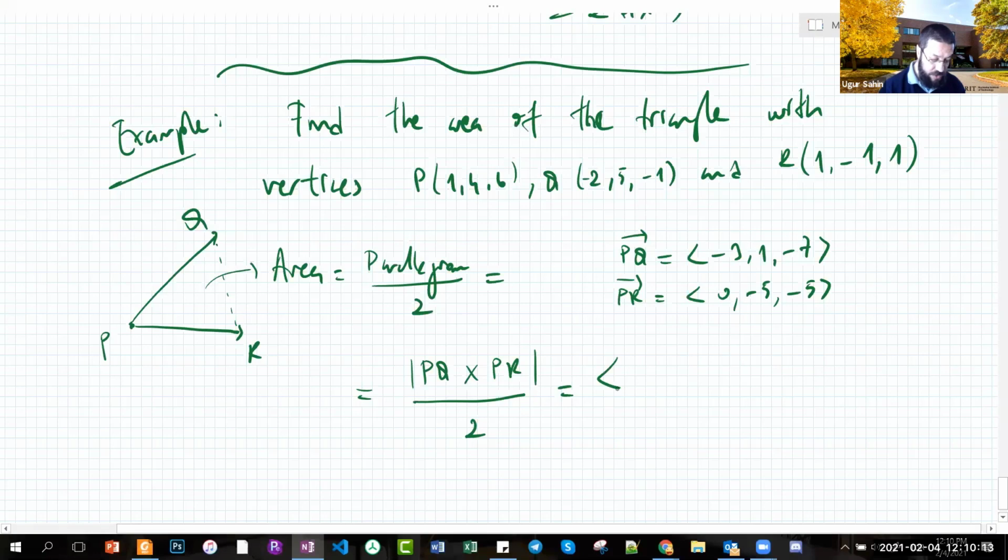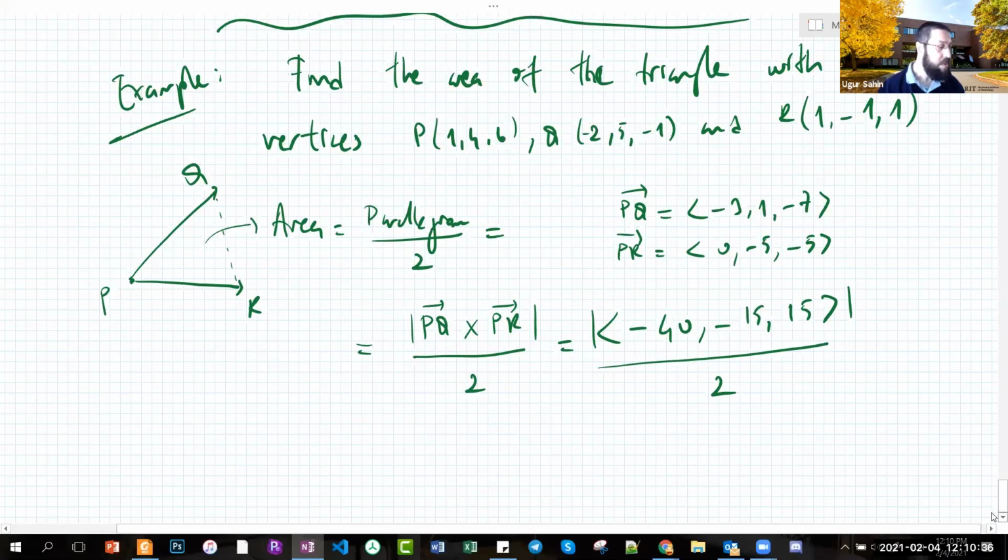I will just give you the determinant, guys. I'm not gonna spend my time with this operation this time. Please do the determinant part on your own. So if you multiply PQ and PR using the determinant formula, it is gonna give you (-40, -15, 15). And if you take the magnitude of this vector, the result is going to be equal to 5 square root 82.